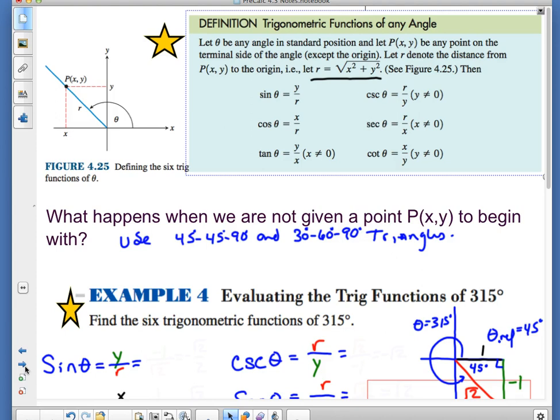Y over r, x over r, y over x, r over y, r over x, and x over y. They're reciprocals of each other. What happens when we are not given a point P to begin with? Okay, you can use a 45-45 or 30-60 because they will probably give you an angle. Okay, are there any questions about that?